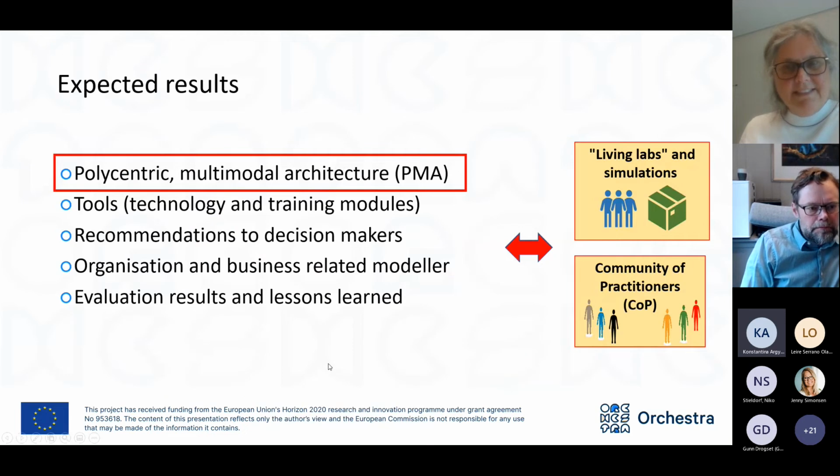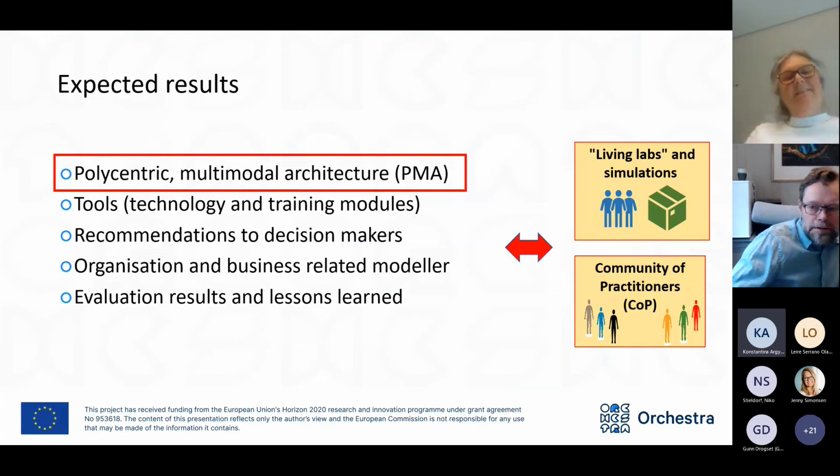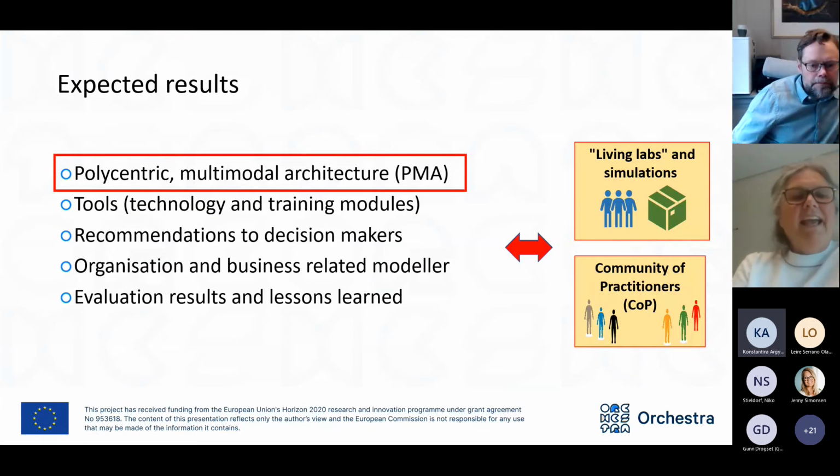You can see the next slide? Yes, we can. Expected results. Yes, then it's okay.